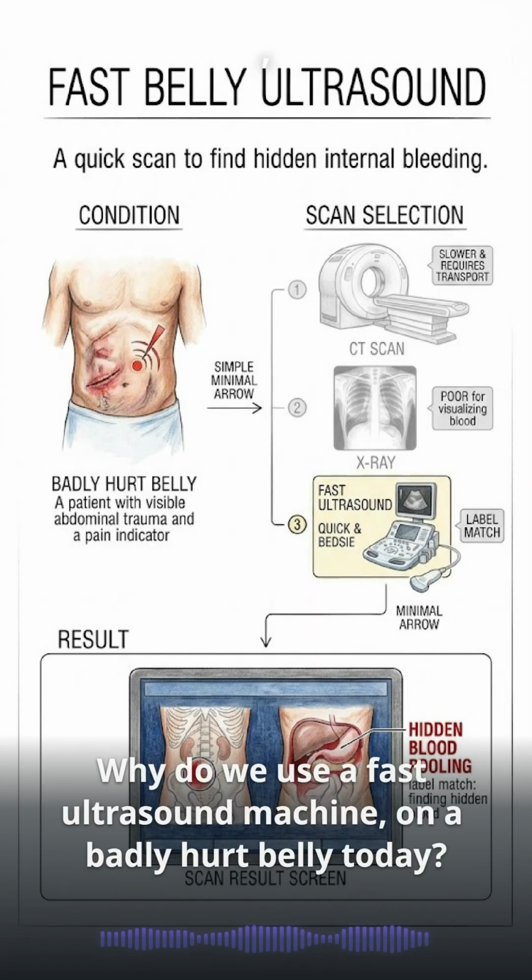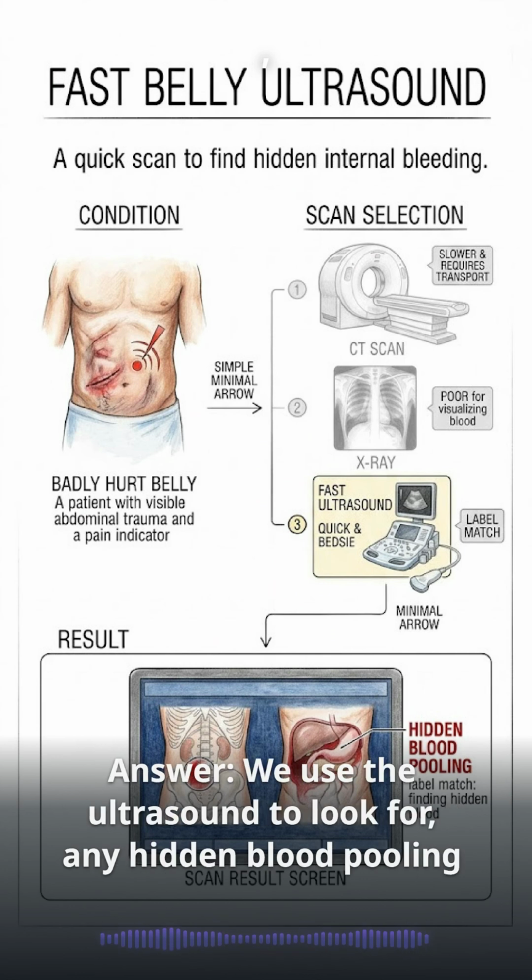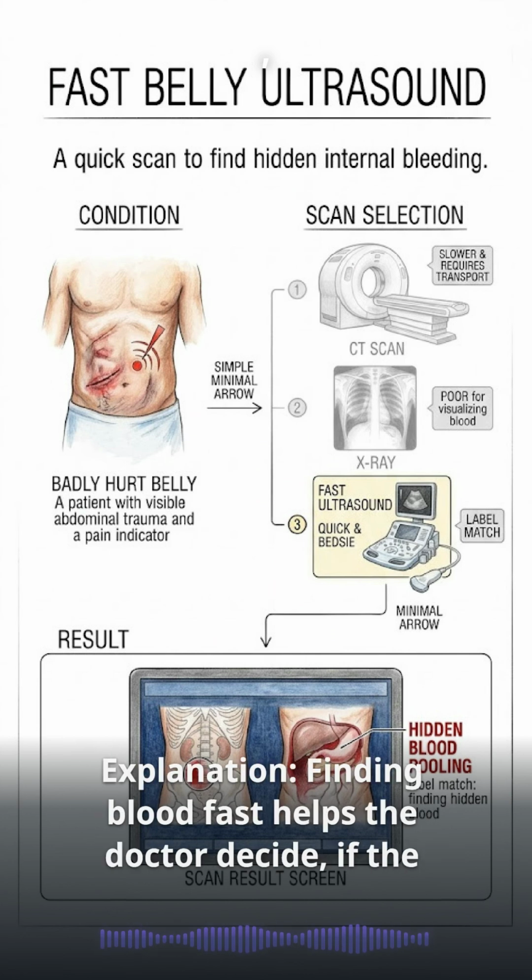40. Why do we use a fast ultrasound machine on a badly hurt belly today? We use the ultrasound to look for any hidden blood pooling inside the belly. Finding blood fast helps the doctor decide if the patient needs quick surgery now.